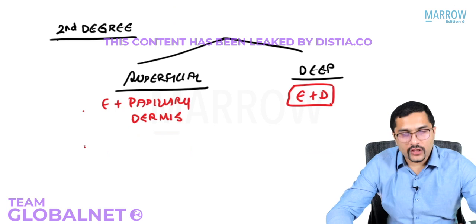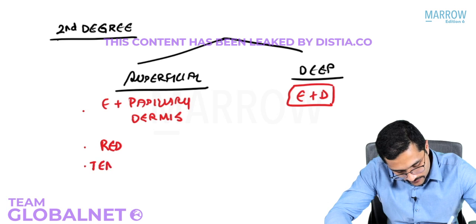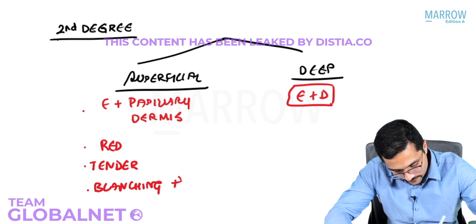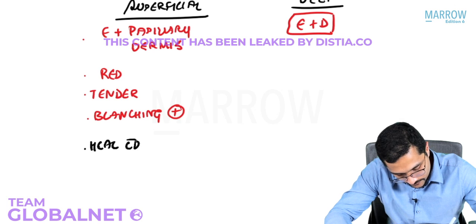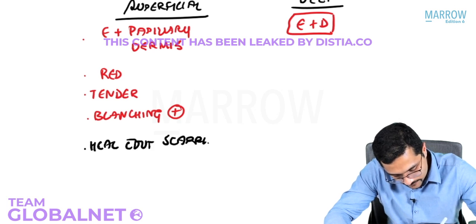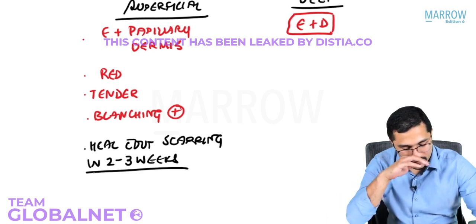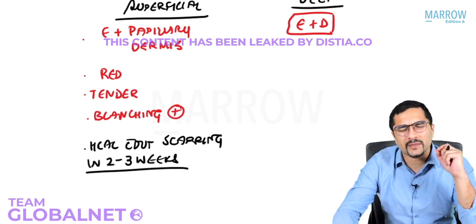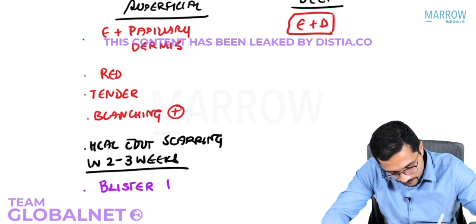So second degree superficial burns are very much like first degree burns. They are red, they are tender, they blanch. Blanching is present in them. And they also heal without scarring in 2 to 3 weeks. But a peculiar feature of second degree superficial burns, which has been asked multiple times in the exam, is the presence of a blister. So blister formation is seen in second degree superficial burns.